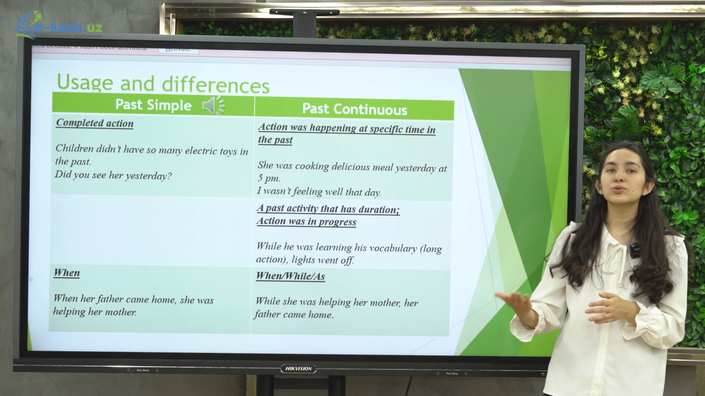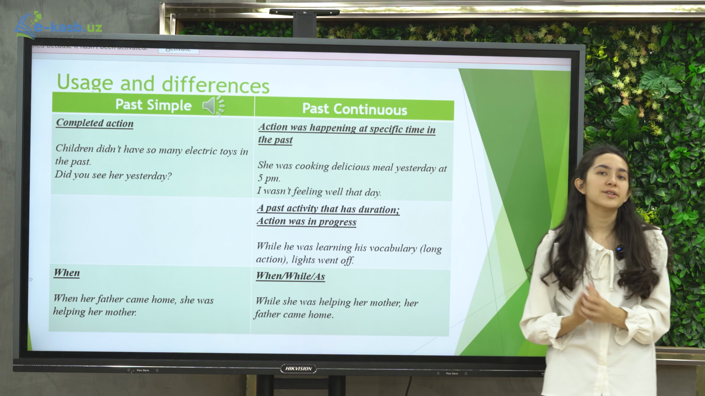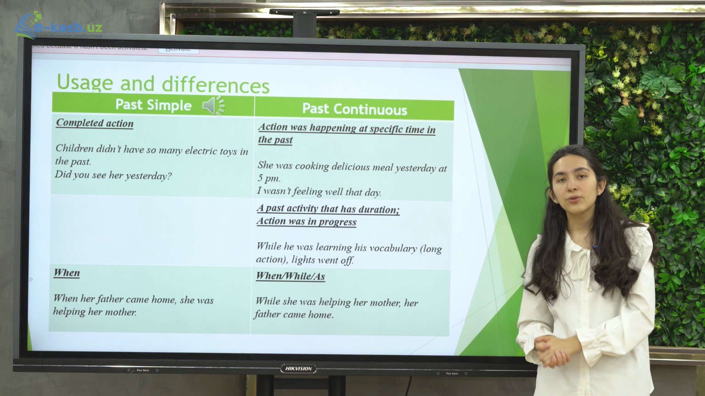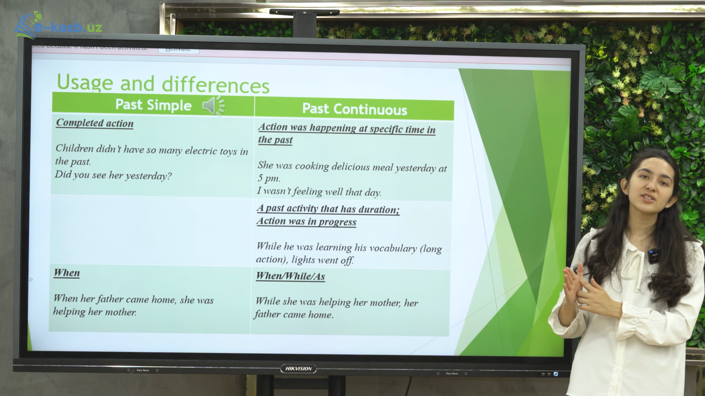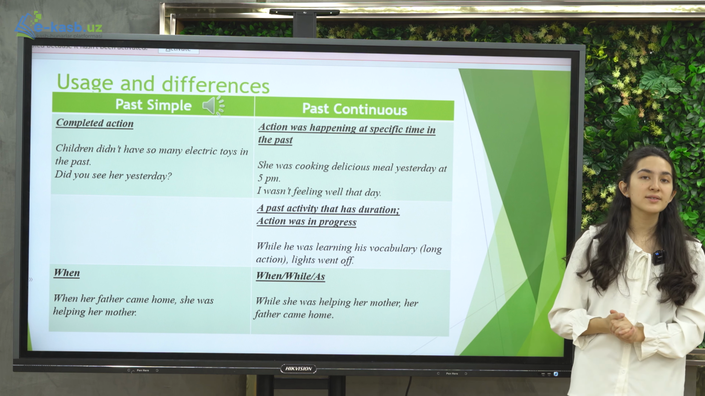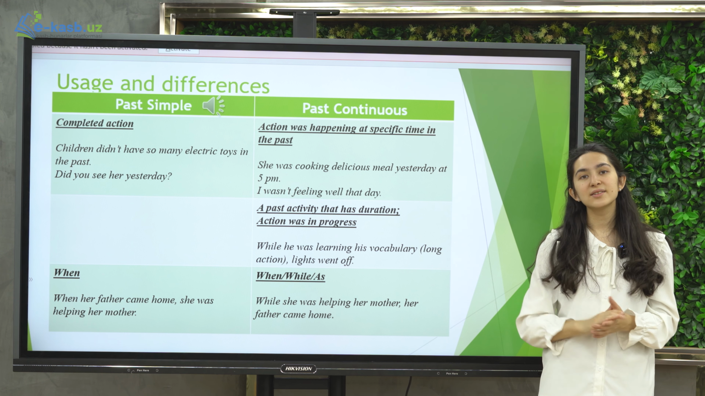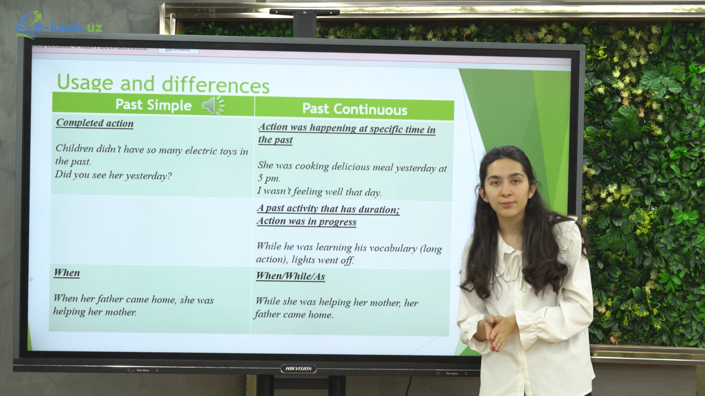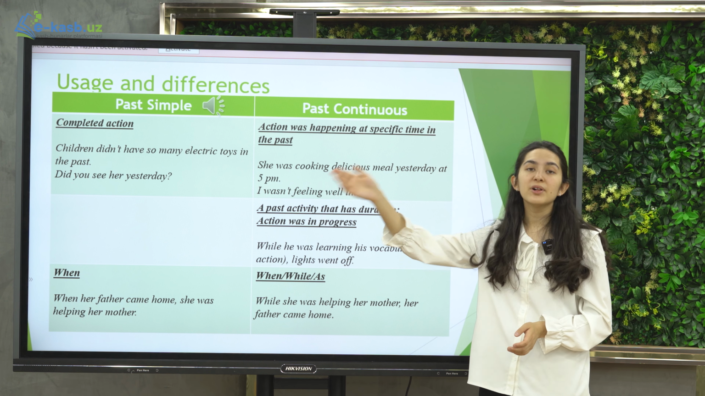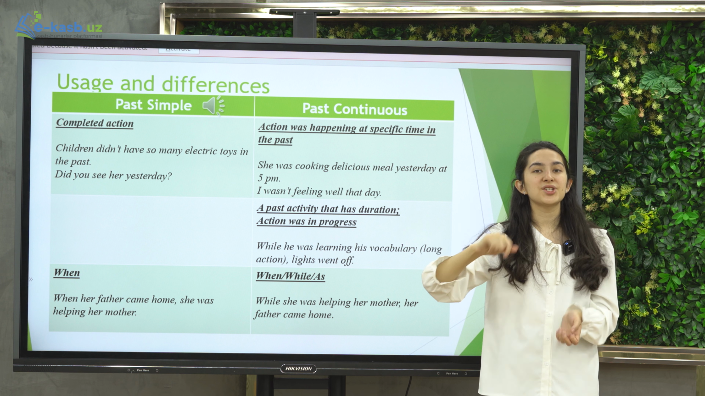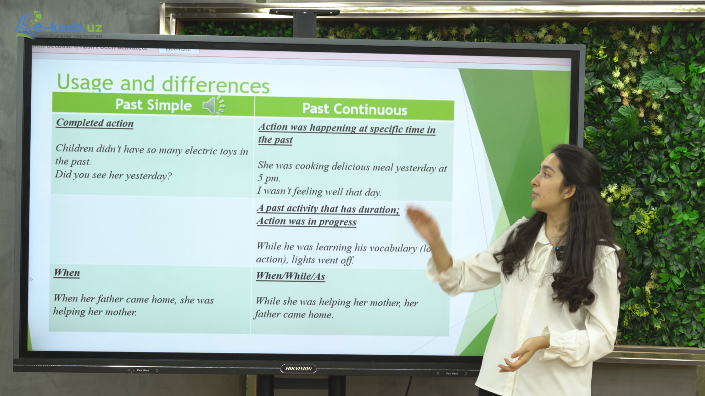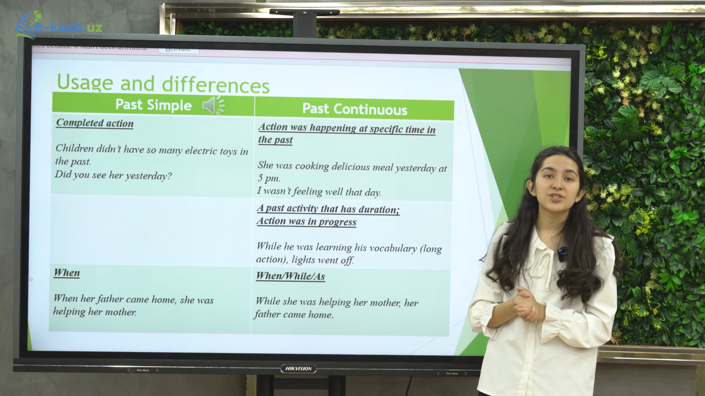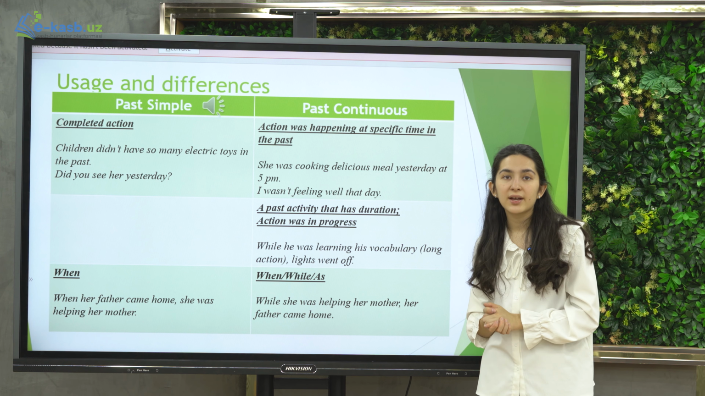So, was cooking biz aytolamizmi? Nima deb o'ylaysiz? So, was cutting biz aytolamizmi? Nima deb o'ylaysiz? Albatta yo'q. Chunki qo'lni kesish bu uzun jarayon emas. Bu siz bittada kesasiz va bo'ldi, shu bilan kesildi qo'lingiz. To'g'rimi? What is clear from here is that past simple we used to talk about quick actions and completed actions, but past continuous we used to talk about long actions which were happening at specific time.